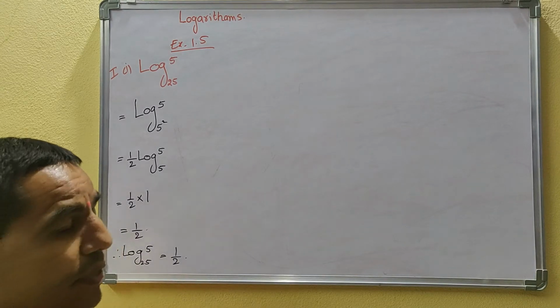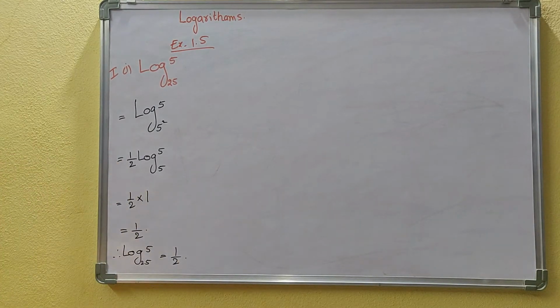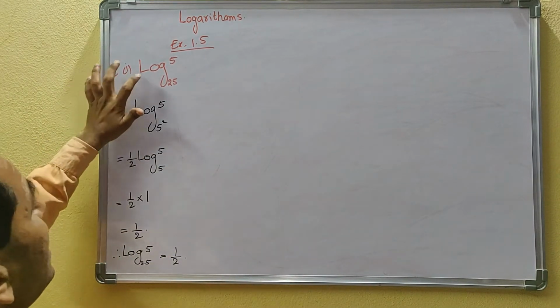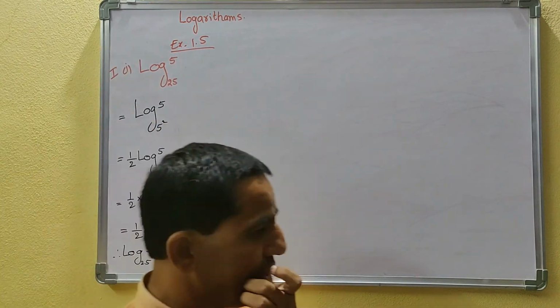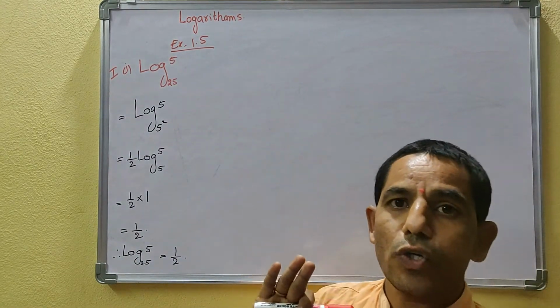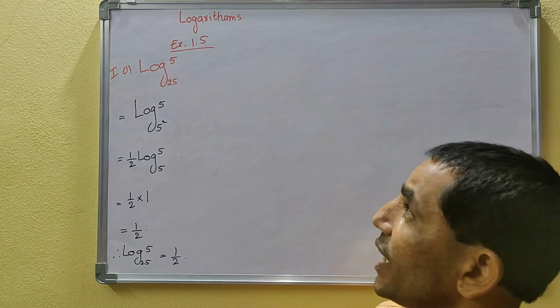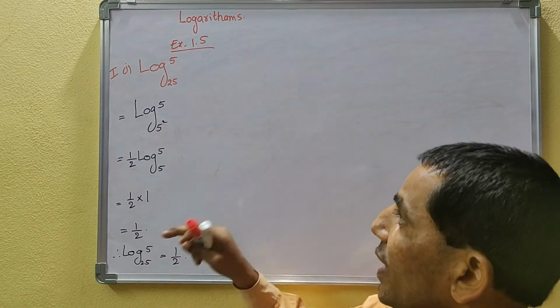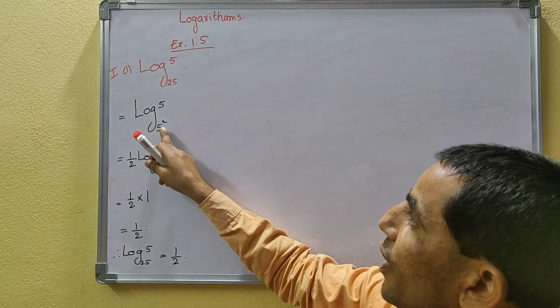Once again I will repeat the answer and question. Determine the following problems. First question, log 5 base 25 is given. Log 5 base 25. So for 5, there is no change, 5 as it is. You should write 25 as 5 into 5, which means 5 square. So log 5 base 5 square.